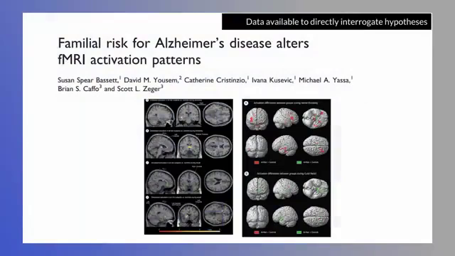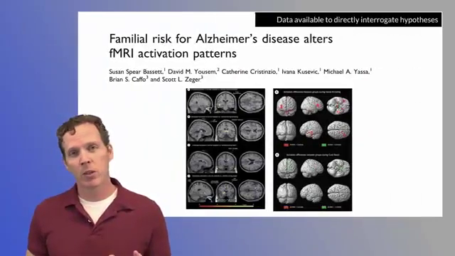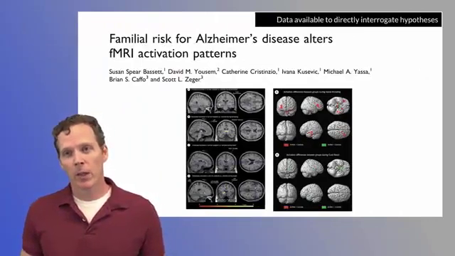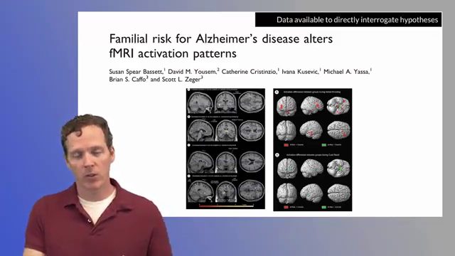So here's an example of a study that I was involved in where you can't actually measure what you'd like to. In two ways in this study, you can't measure what you'd like to. My colleague, Susan Bassett, was interested in studying Alzheimer's disease. And what she'd really like to know is, well before people have Alzheimer's disease, what do their brains look like with regard to these functional magnetic resonance imaging scans?